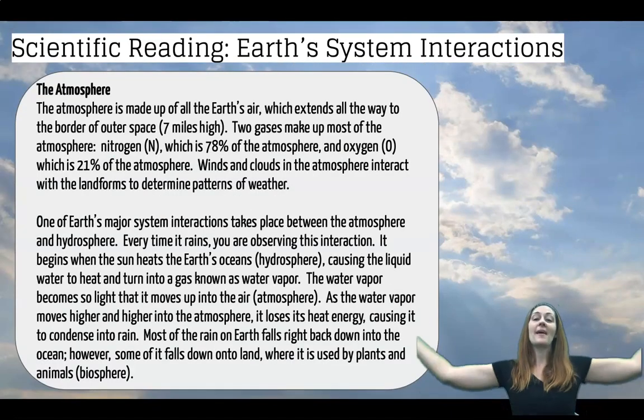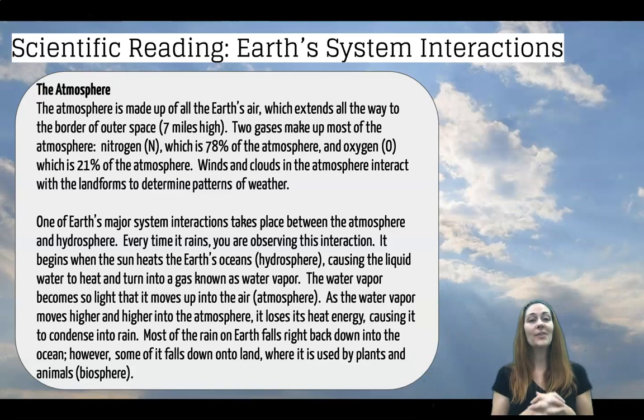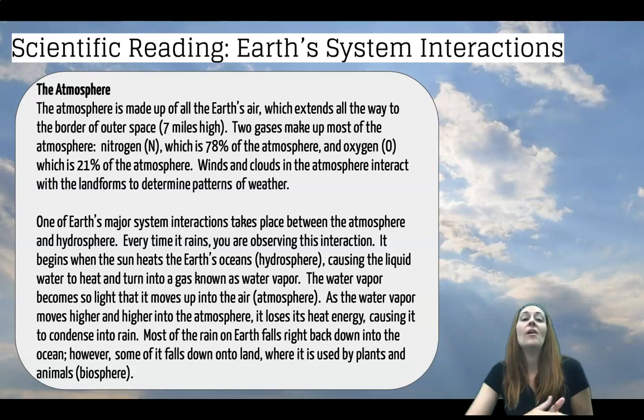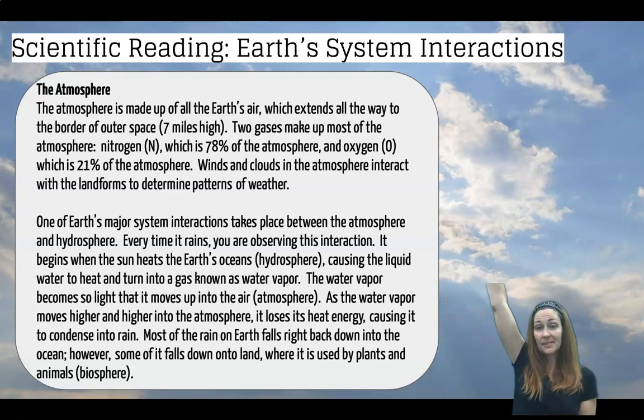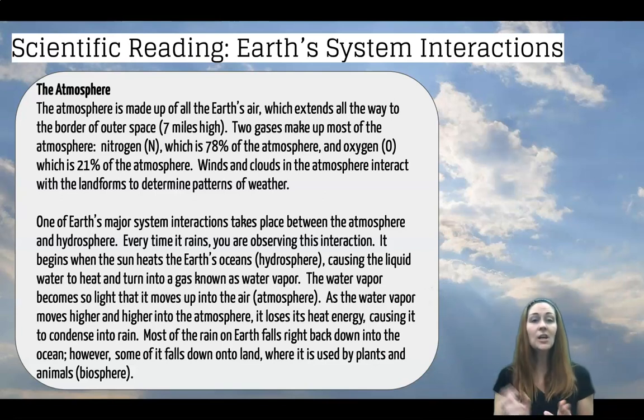Okay, now we're going to learn about our atmosphere. So the atmosphere is made up of all of Earth's air, which extends all the way to the border of outer space, 7 miles high. Okay? Two gases make up most of the atmosphere: nitrogen, which is 78% of the atmosphere, and oxygen, which is 21%. If you add that up, you'll notice it's not 100% because there is a mix of other gases. They're just not as much.